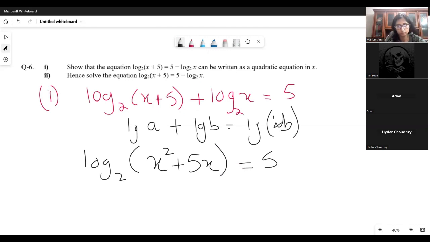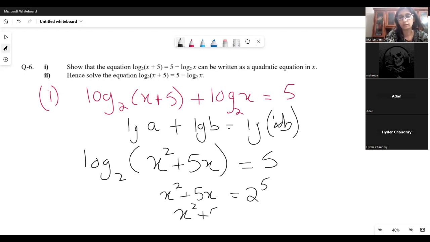We take log 2 to the other side, which will be 2 power 5. Very good. It would be 2 power 5 and x square plus 5x. 2 power 5 is 32, right? x square plus 5x minus 32 equals 0.